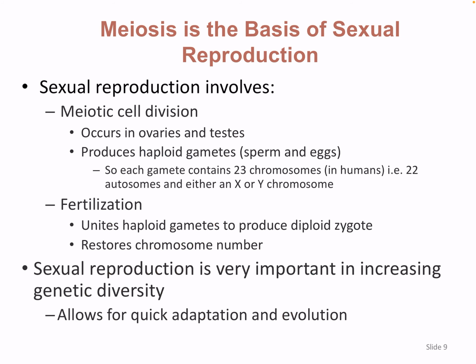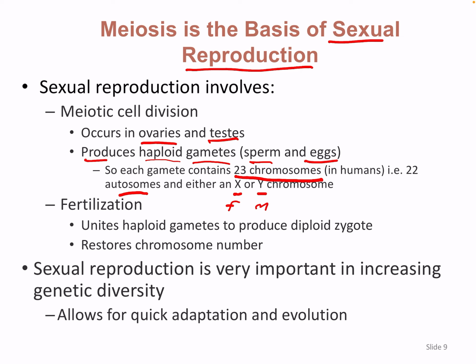So meiosis is the basis of sexual reproduction. This is essentially how all reproduction takes place, at least in humans. Sexual reproduction involves meiotic cell division, which occurs in the ovaries and testes, our reproductive organs. This produces our haploid gametes, so these are our sperm and eggs. Each gamete contains 23 chromosomes in humans, i.e. 22 autosomes and either an X or Y chromosome. So that takes our female and male, but not always, but we'll see.